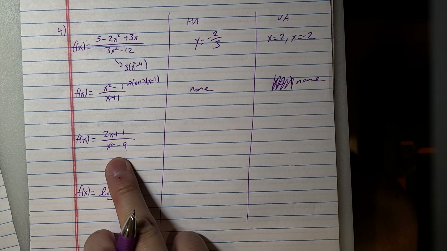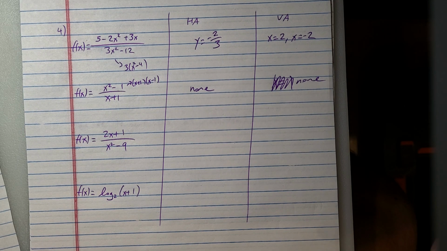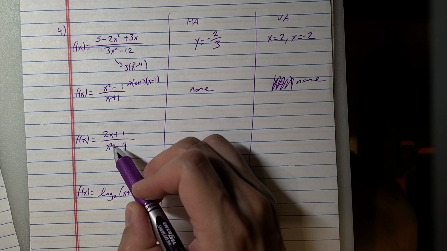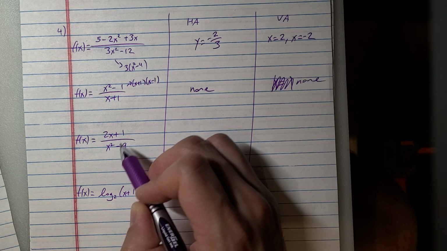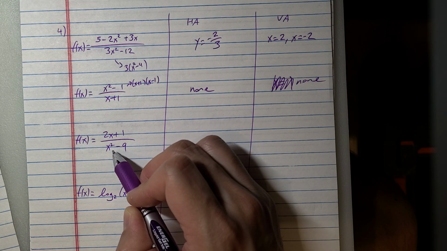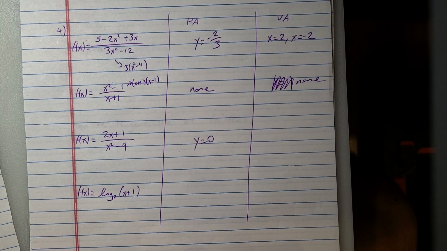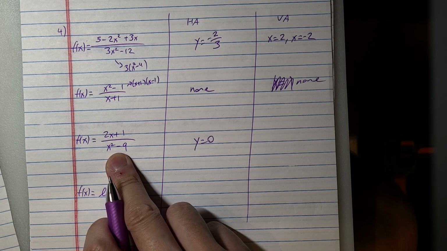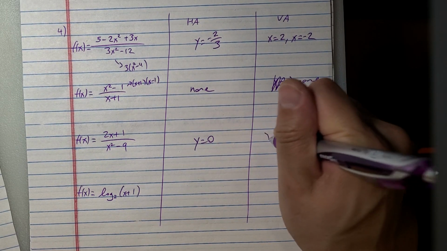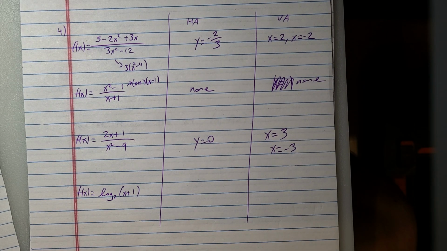Next, 2x plus 1 over x squared minus 9. Horizontal asymptote, again, degree test. We know the degree of the top is less than the degree at the bottom, so there is a horizontal asymptote at y equals 0. For the vertical asymptote, this bottom can be factored as x plus 3, x minus 3. So the vertical asymptotes are x equals 3 and x equals minus 3.